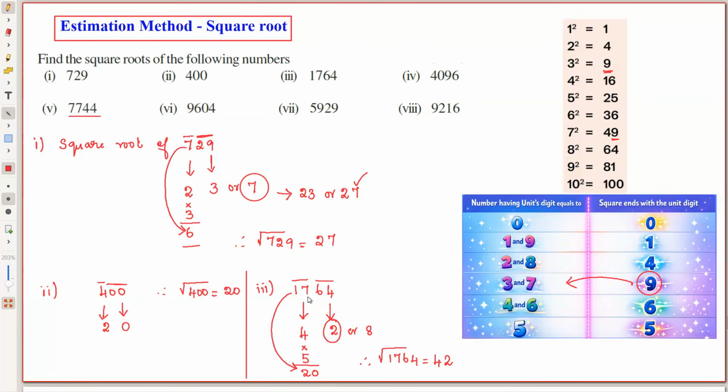One more question here: 1764. Place the bar over 2 digits. If the number is ending with 4, the ending digit of the root should be 2 or 8.